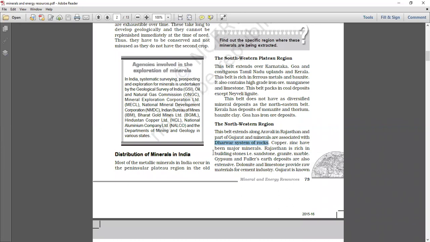Which are the building stones? The raw materials, the stones which are used in construction of buildings. That is sandstone, granite, marble. So these all are building stones. Granite, marble, see, the best example is the Taj Mahal. All the marble used in the Taj Mahal is from Nagaur, Makrana marble. So Rajasthan is rich in building stones.